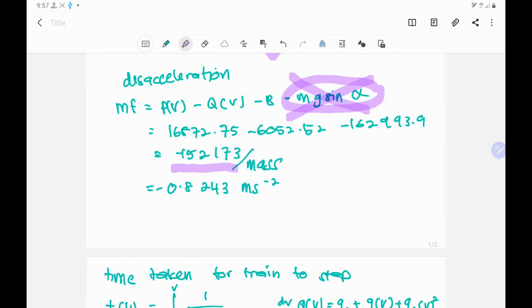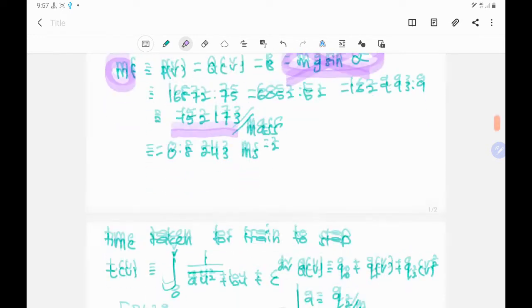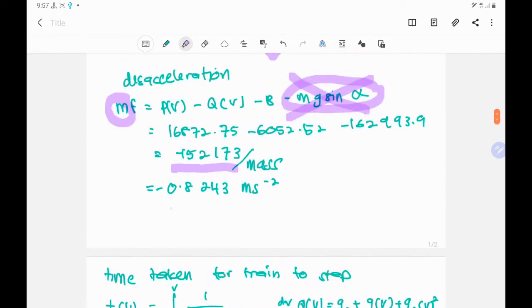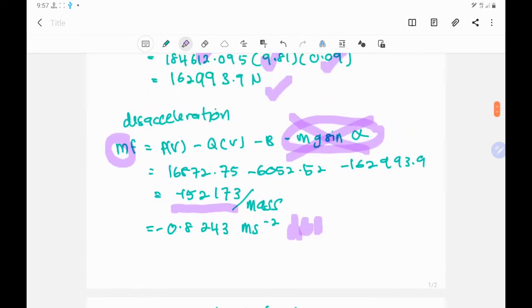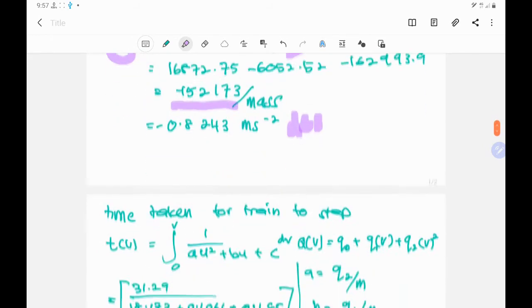And then we can get negative 152.173. Okay, then we divide it by the m value, which is mass, and then we get negative 0.8243 meters per second squared, which is the deceleration of the train when we apply this brake.